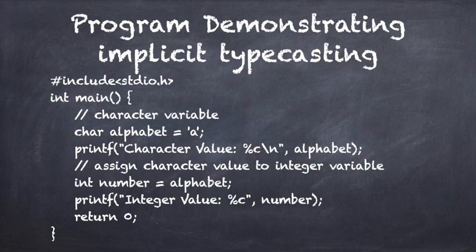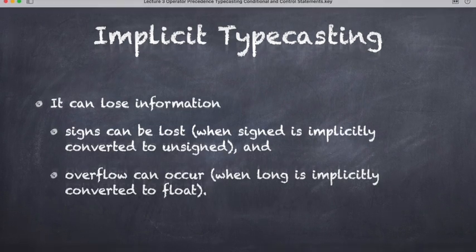Now we are considering another variable called number, which is of type integer, and we are assigning the value of the variable alphabet into number. Now when we try to print the value number, we can see that if you use %c, we get to see A. If we use %d, we get to see 65. Let's execute it and see whether it actually happens or not.